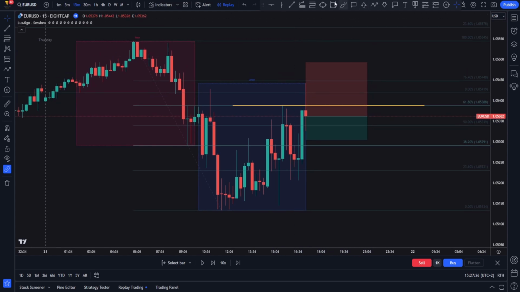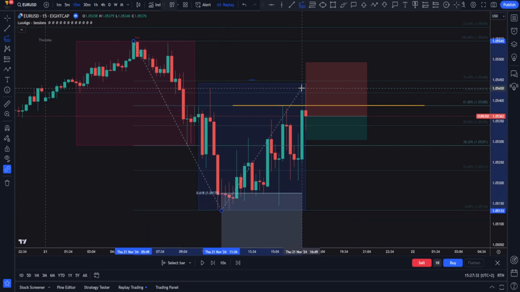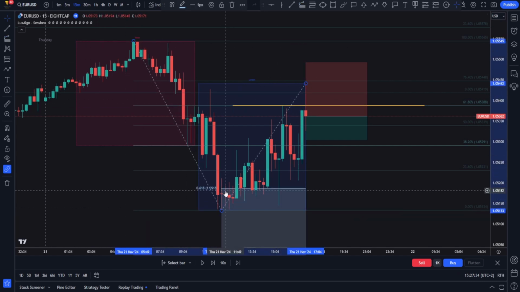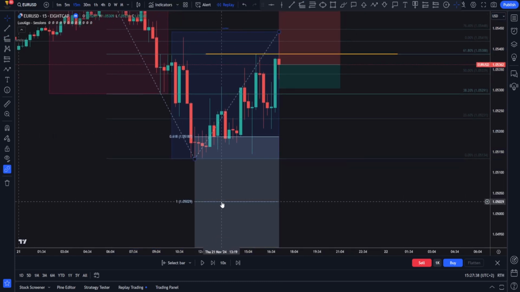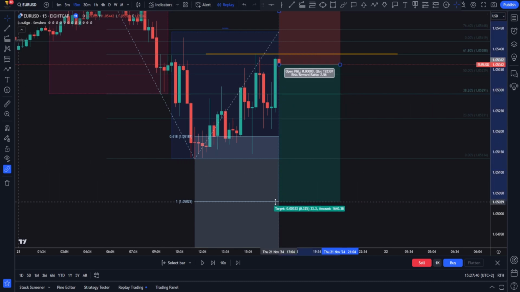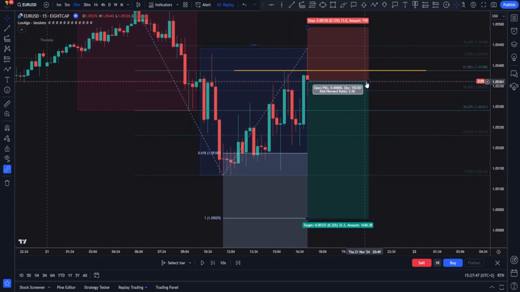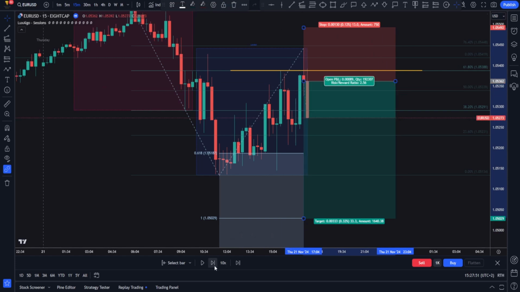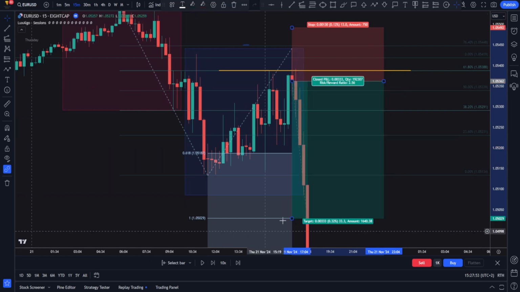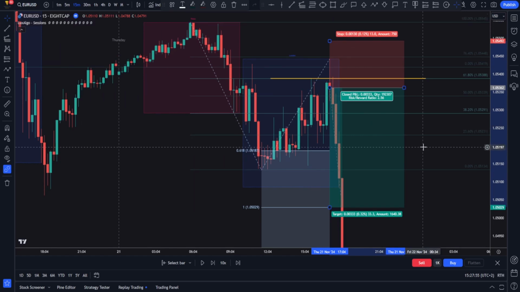And if I use the Fibonacci expansion to find out where my target level will be, I will drag it across this structure right here. And right now we've got the 100% level right here at the level of 1.0503. So this gives me a decent setup of just over 1 to 2.5. Okay, and as you can see, we immediately gather momentum to the downside.